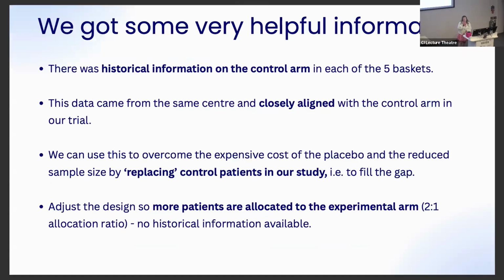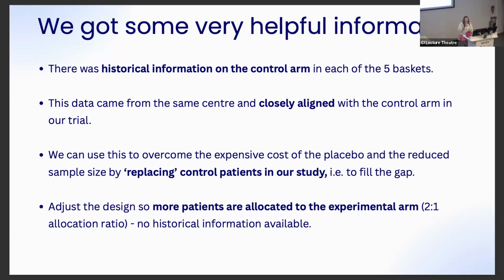But then we got some very helpful information from Alex. So he actually had information from historical data about the control arm for the 5 baskets on the trial. And this historic data came from the same center and really closely aligned with the control group in our trial. So what we could essentially do is replace some of our current control patients with this historic data. And that meant we could move some of the control patients over to the experimental arm. So this fills the gap and helps with this expensive placebo group.